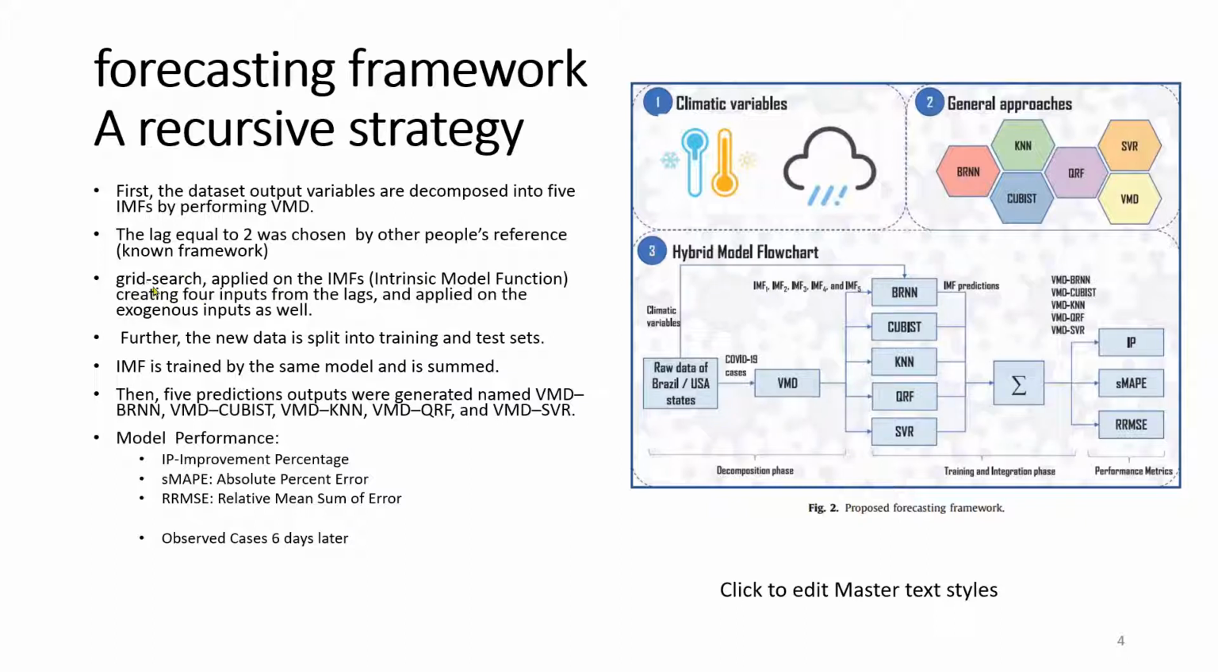After grid search, they apply IMF, intrinsic mode function, for each input. Remember that there are 2 lags for each input, and they are choosing 1-day, 3-day, 6-day forecast, which means 5 lags in total. 5 IMFs were produced.